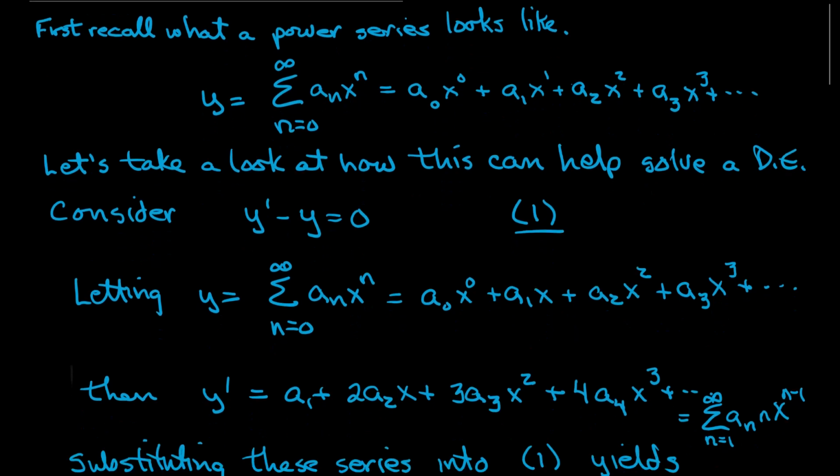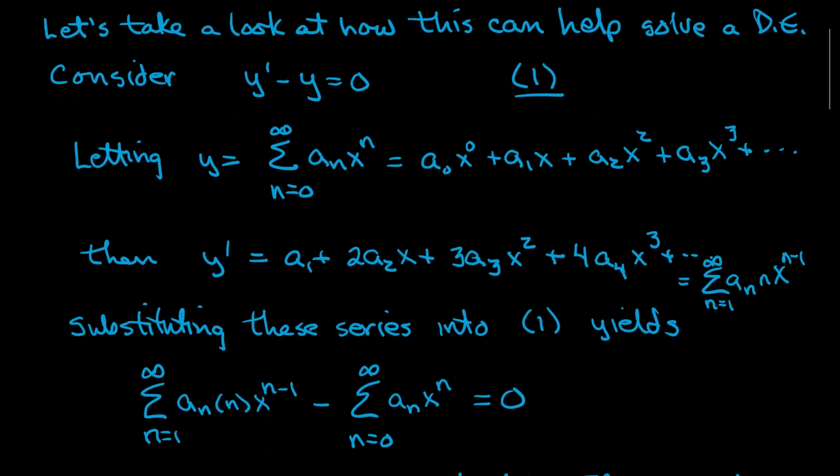Let's take a look at a first example here. This is a first order linear homogeneous equation. It's equation 1 listed right there. You can probably look at this and figure out the solution yourself. It's going to be some constant times e to the x, for example, 4 times e to the x.